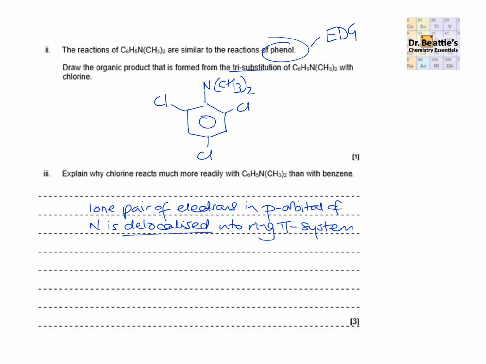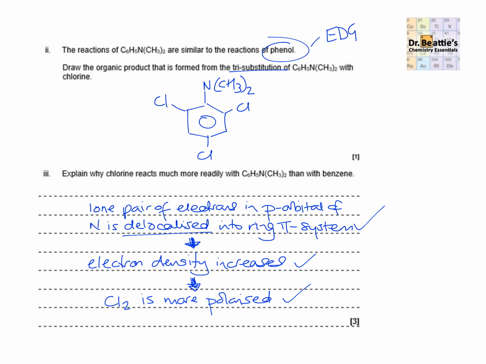So the first part of this is the lone pair of electrons in the p orbital of nitrogen is delocalized into the benzene ring's pi system. This causes the electron density to be increased in the ring, and this in turn leads to chlorine being more polarized. And this is exactly why you don't need a halogen carrier with something that has an electron donating group in it versus needing it for anything that is just benzene or benzene with an electron withdrawing group.